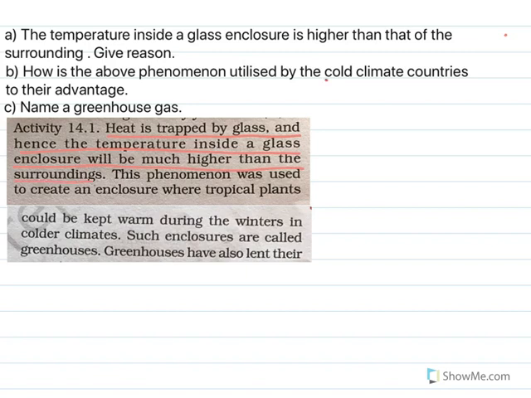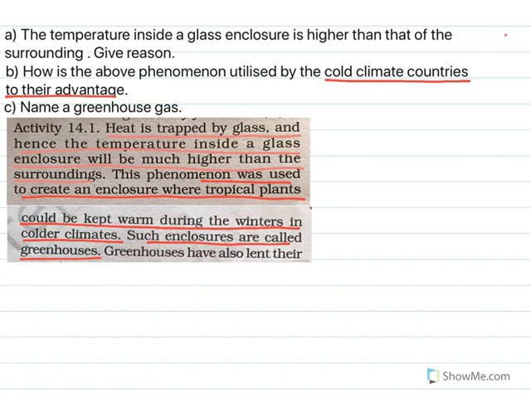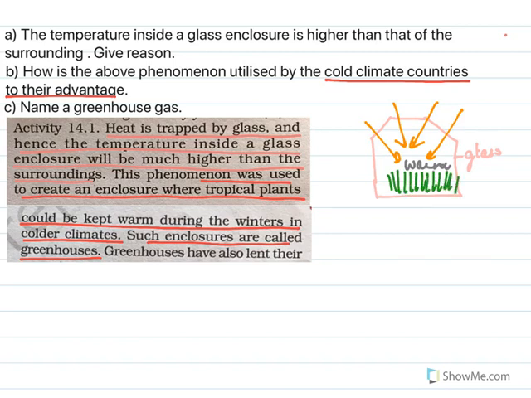How is this phenomenon utilized by cold climate countries to their advantage? This phenomenon was used to create enclosures where tropical plants could be kept warm during the winters in colder climates. Such enclosures are called greenhouses. So here we have these greenhouses, which are made up of glass, and the heat that enters into this glass cannot escape. So it becomes quite warm inside these enclosures, and because it gets warm, we can grow tropical plants.